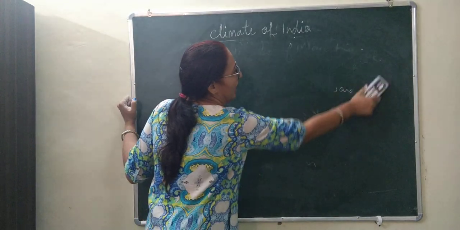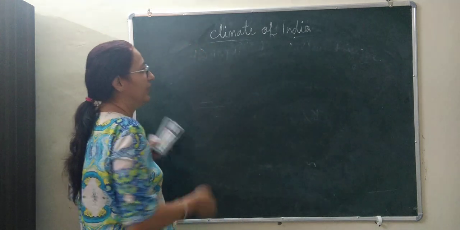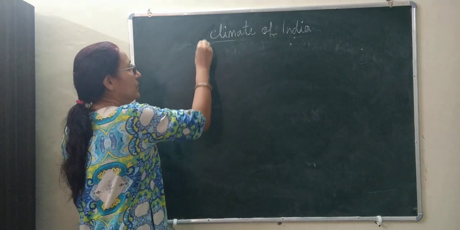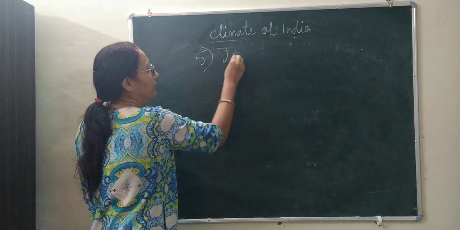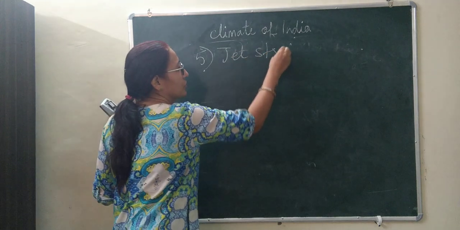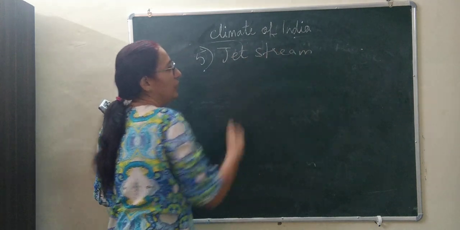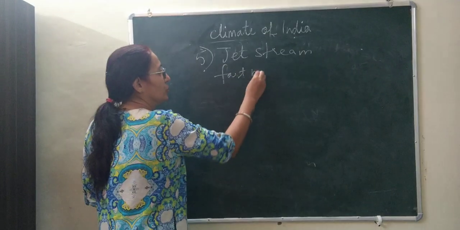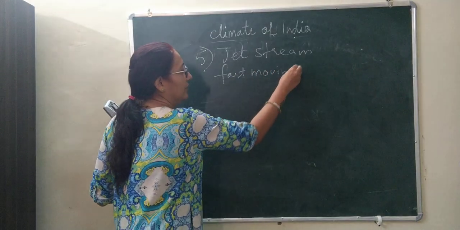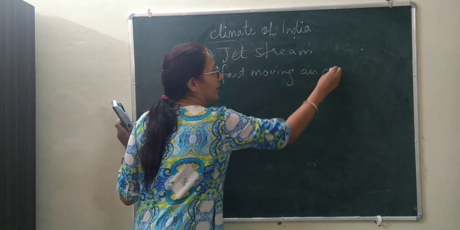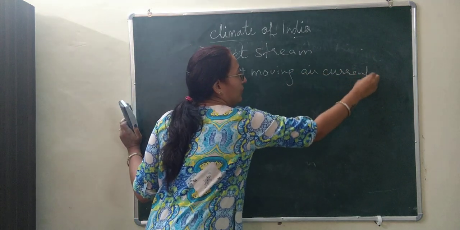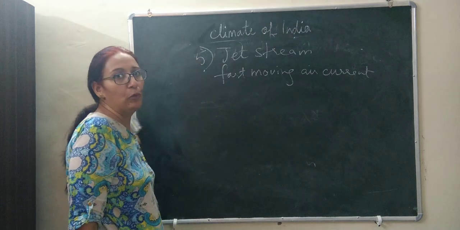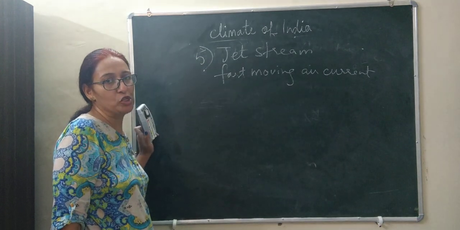Now, the last factor which affects the climate of India is jet stream. So first we'll learn what is the meaning of jet stream. Jet streams are fast moving air currents that blow in the upper layer of atmosphere.